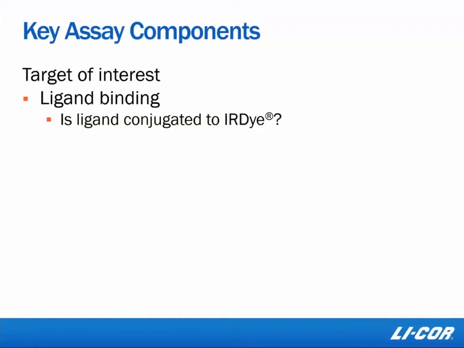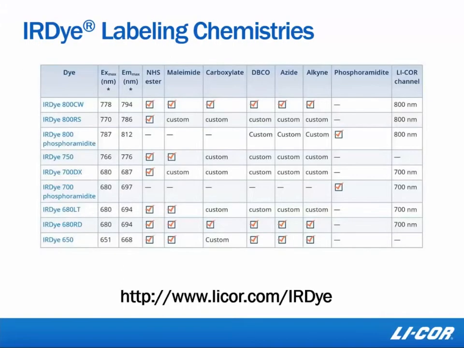Now, one key question here is, how do I label my ligand of interest? And there's a number of ways to do this. At LI-COR, we offer a number of our IRDyes with reactive chemistry groups. And what this will allow is for you yourselves to label your ligands in the lab with an IRDye. If you want information on these dyes, please visit licor.com/IRDye.